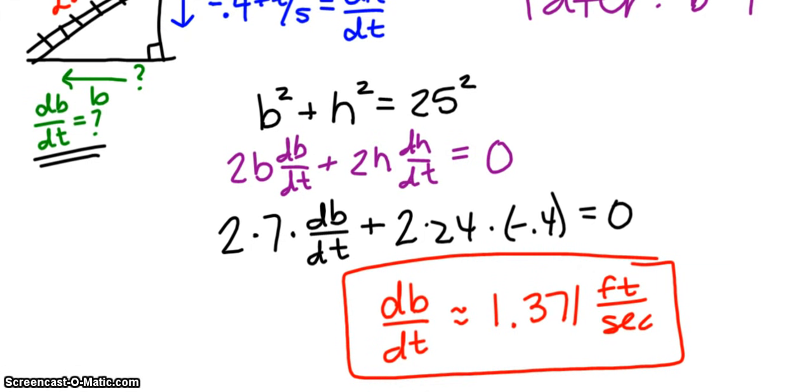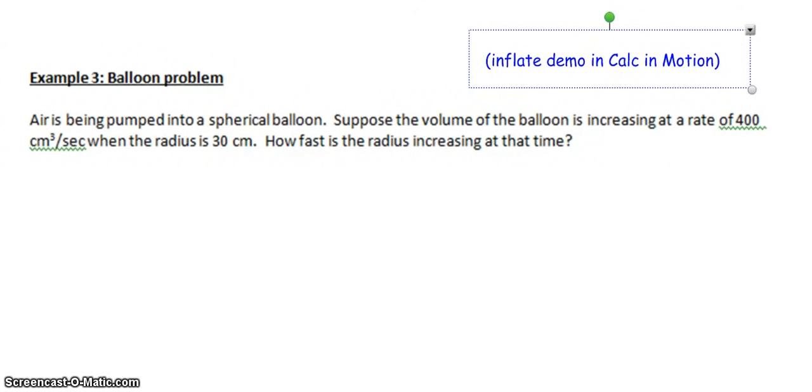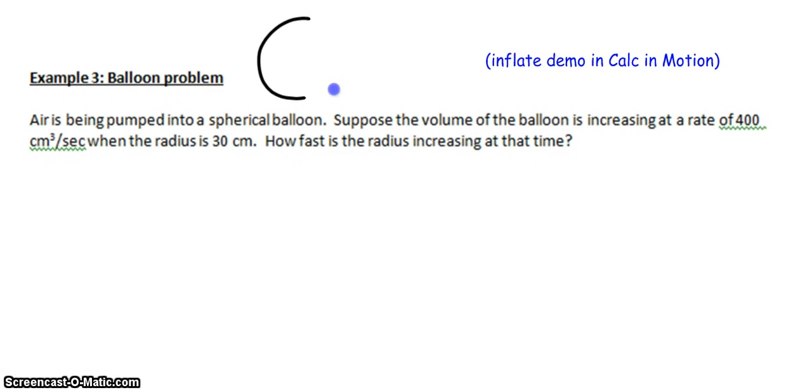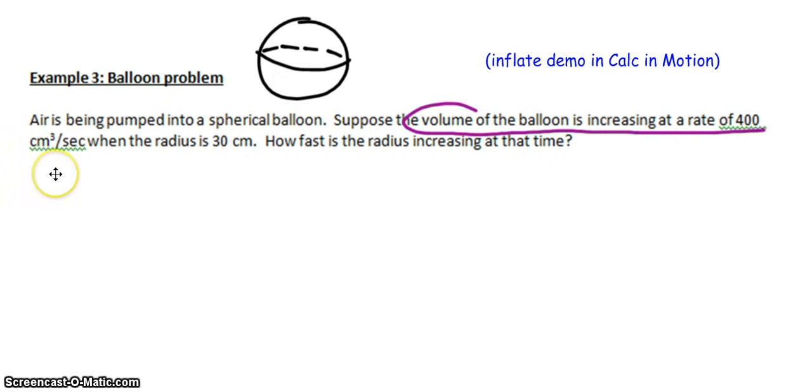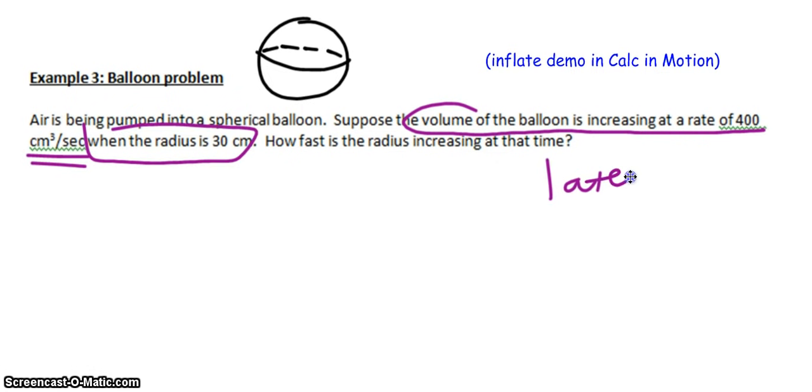Okay, the next one has a title too. The Balloon problem. I love this one. Let me read it. It says air is being pumped into a spherical balloon, so that means shaped like a baseball. Suppose the volume of the balloon is increasing at a rate of 400 cubic centimeters per second when the radius, that's going to be later, when the radius is 30 centimeters. How fast is the radius increasing at that time?